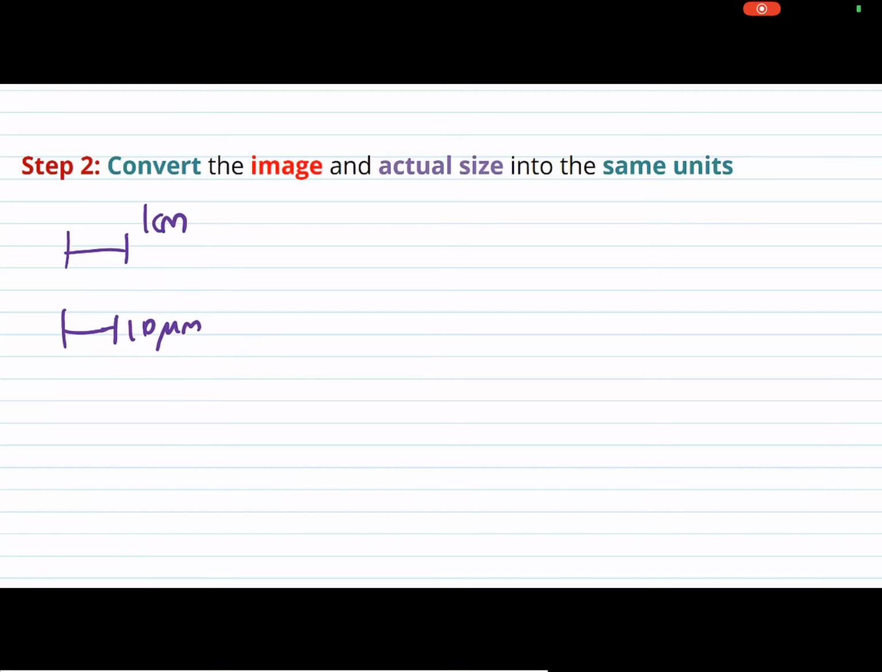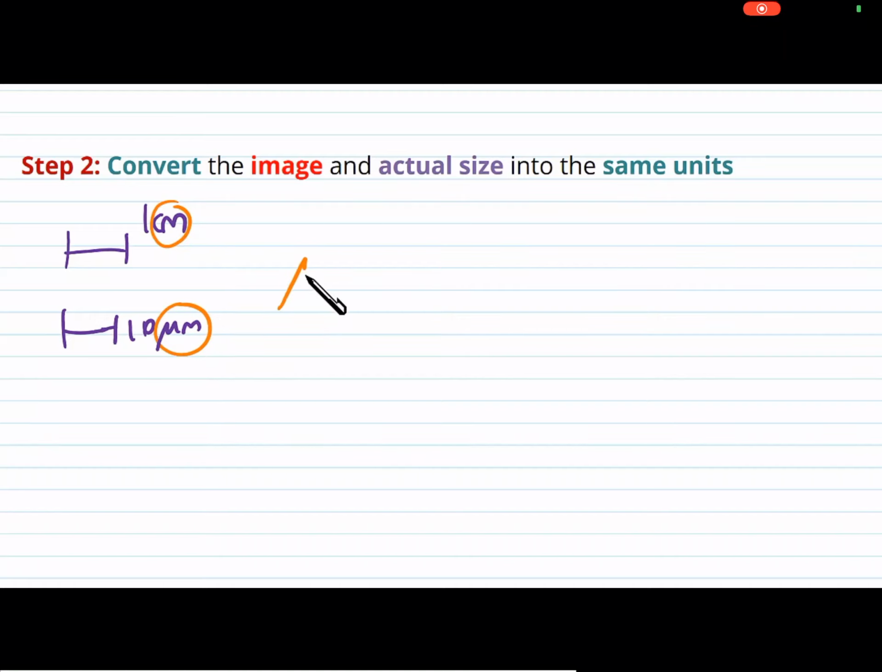So what we need to do first is we need to make the units of these the same. Otherwise we can't really do anything with them. So we can either convert the 1 centimetre to micrometers, or we can convert micrometers to centimetres. I'm going to show you how to convert 10 micrometers into centimetres. Remember that micrometers are smaller than centimetres, so we're going to have a lot less of these as a centimetre.